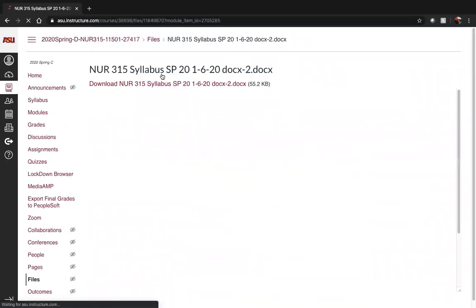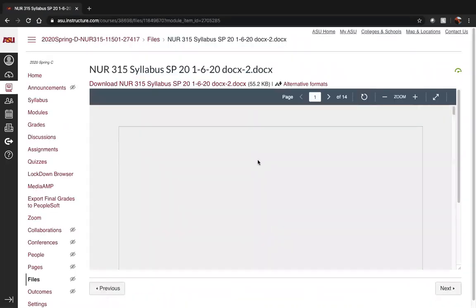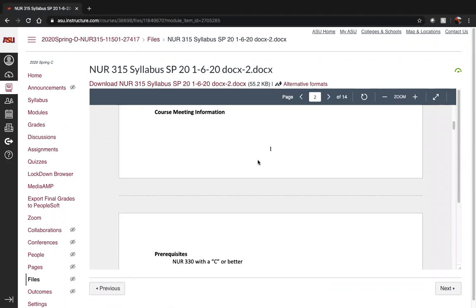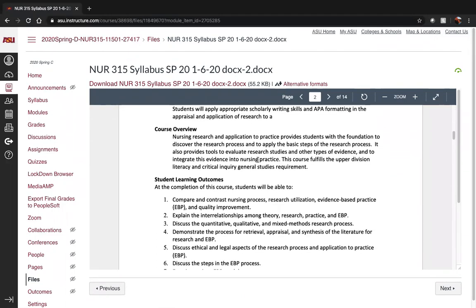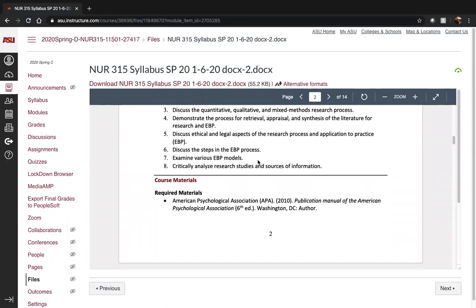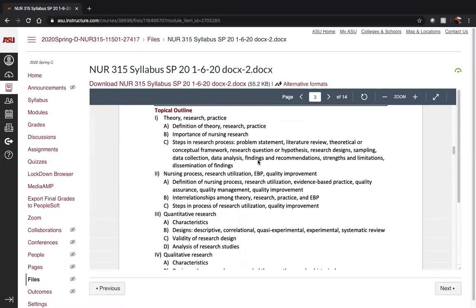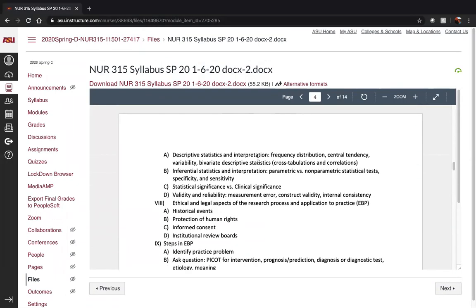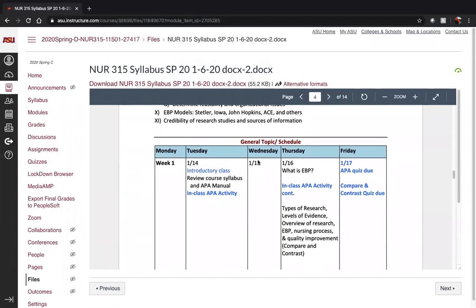But if we look at the course syllabus, you'll see that we have a lot of the information that you're used to seeing in course syllabi. Make sure you take a look at these, where you're going to be headed, what you can expect to learn in the course, our outline for the course, and then you'll see the course schedule as well.